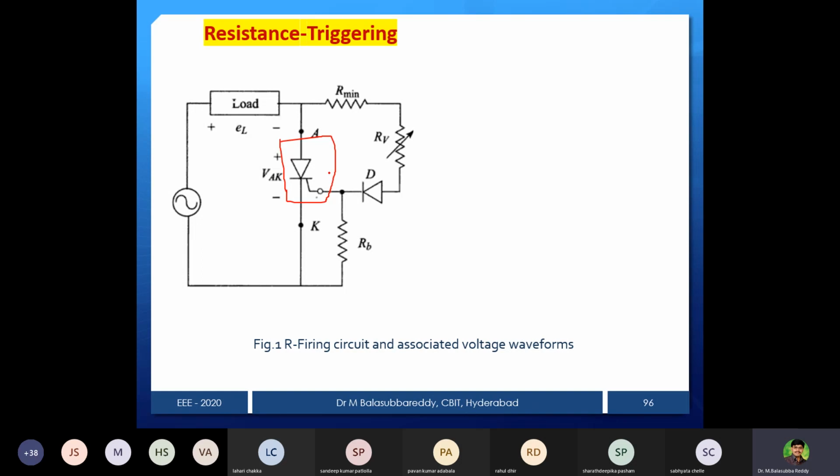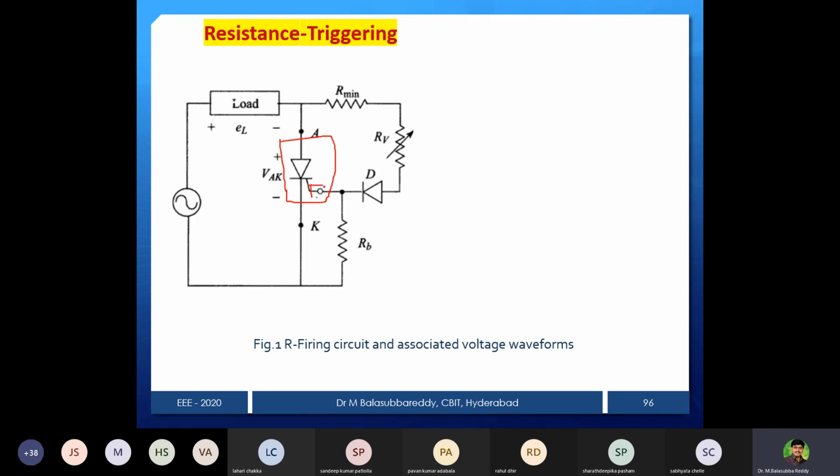Otherwise, the maximum allowable gate current is IG maximum. You should not increase the gate current beyond IG maximum. In between IG minimum and IG maximum, at any value you can pass current through the gate terminal. So we can say we have to pass at least IG minimum.